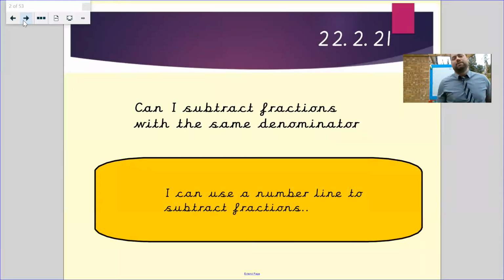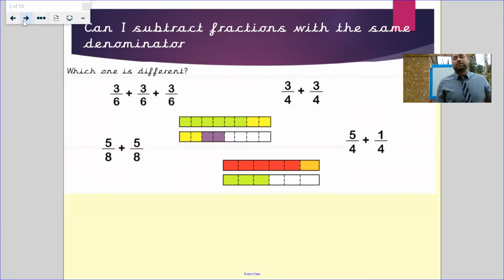Okay, so for today's lesson, let's start sharing the screen again. Okay, for today's lesson, we're going to be subtracting fractions that have the same denominator as each other. And today we're going to be looking at using number lines. But first of all, as a quick starter, which one of these is different?